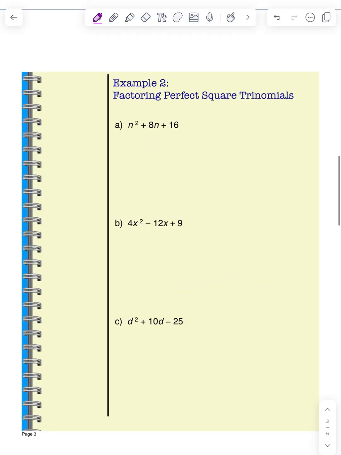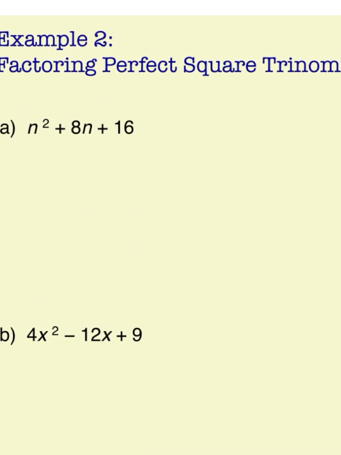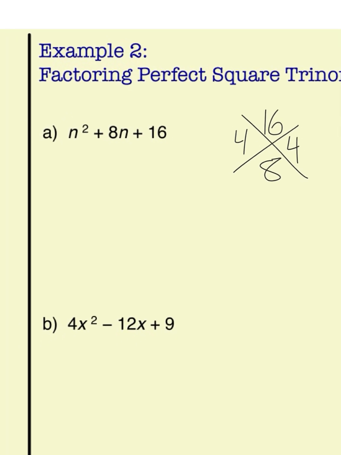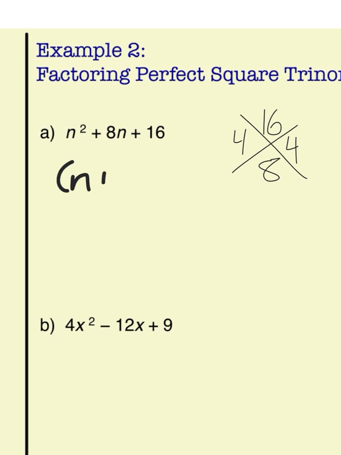All right, so now we're looking at the second pattern, the perfect square trinomial. I will tell you, you can factor this with the magic numbers. So we would do the same thing. What multiplies to 16 and adds to 8? That would be the square root of 16, 4. And then we use our shortcut. So n plus 4 and n plus 4.